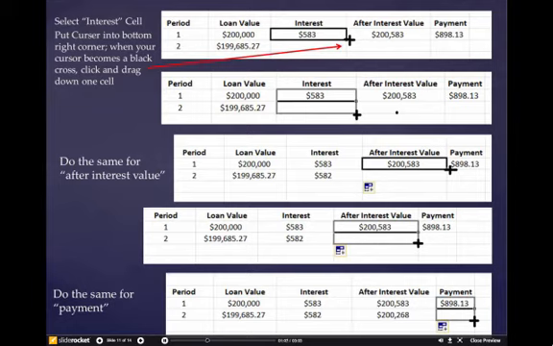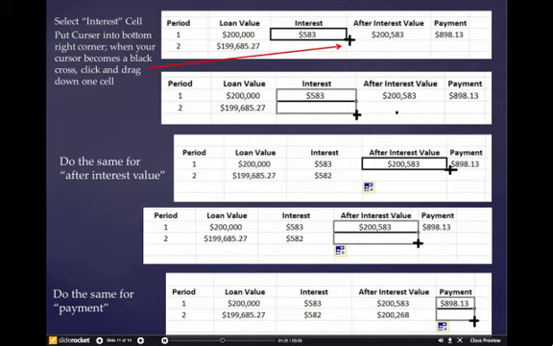Now we're going to do the same thing for after interest value. We're going to select the cell, go down to the bottom right corner, and drag it down just one spot. That's going to replicate that formula. And again, for the payment, we're going to pull that right hand corner down one more time. So when we look at it in the end, we'll have period 1 and period 2 all set all the way across.